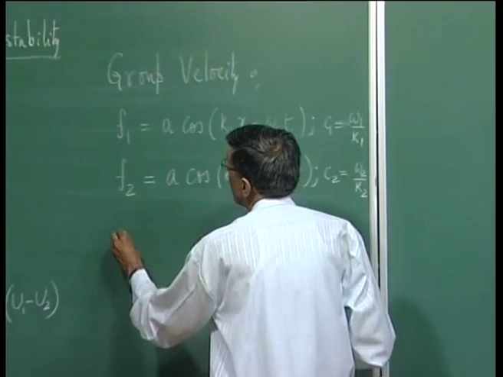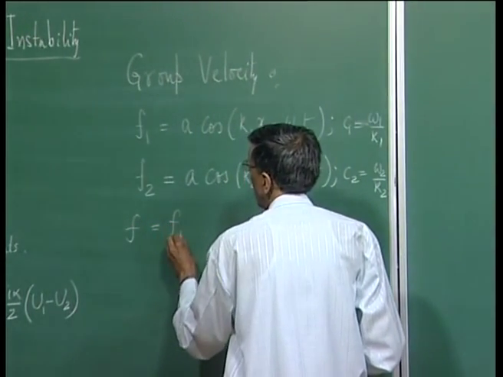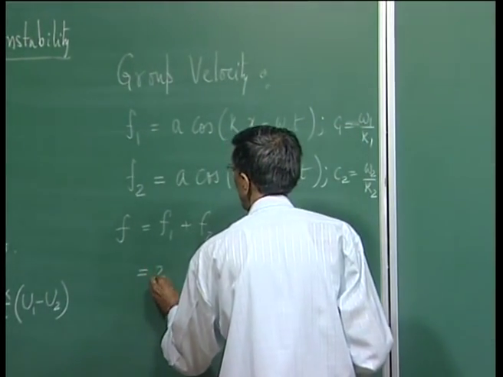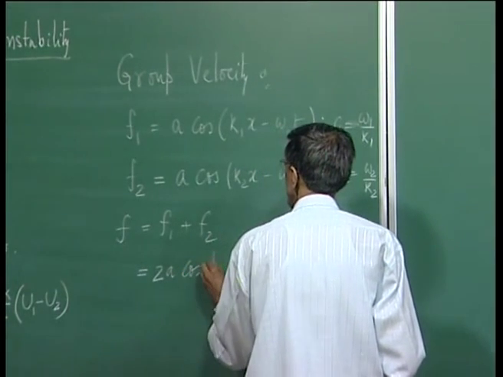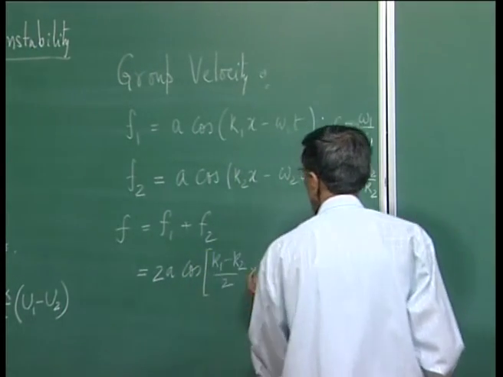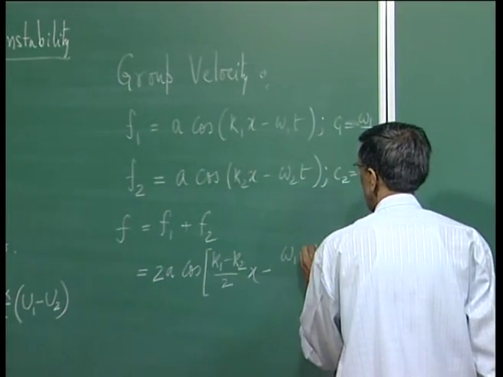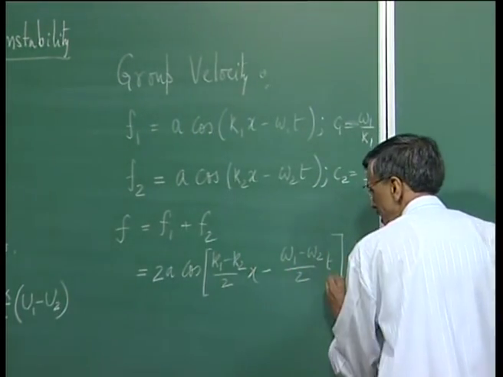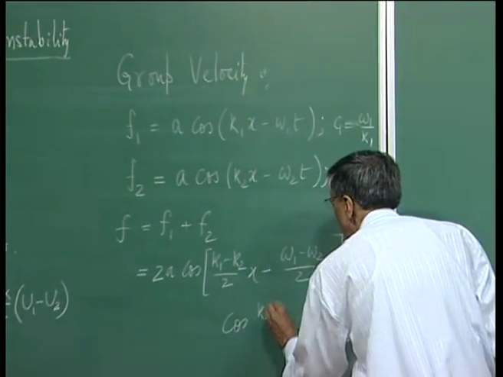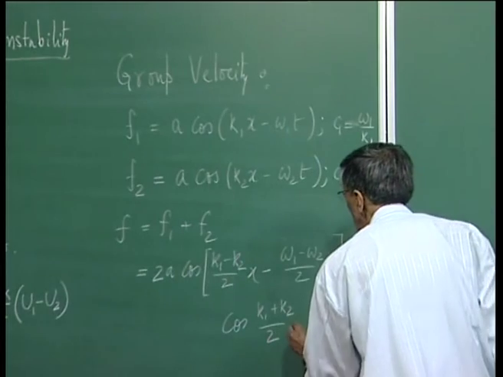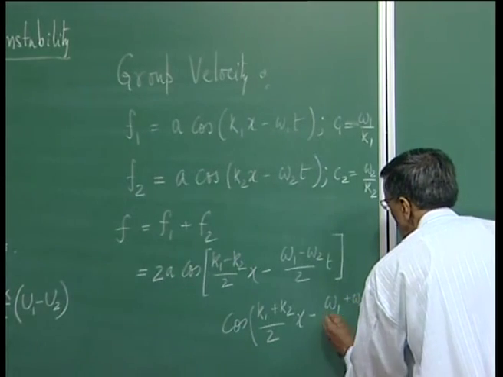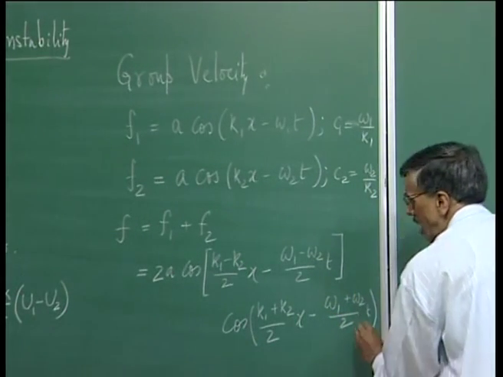So, for the interaction of these two waves, if I write it as f1 plus f2, then we can see that this is simply equal to 2a cosine of (k1 minus k2) by 2 x minus (omega 1 minus omega 2) by 2 t, multiplied by cosine of (k1 plus k2) by 2 x minus (omega 1 plus omega 2) by 2 t. So, this is what you get.